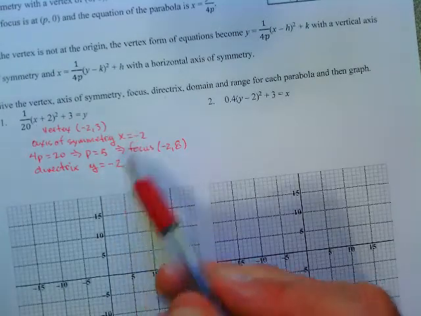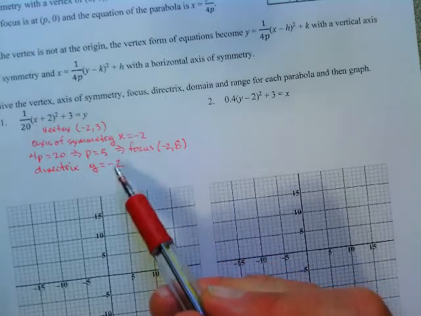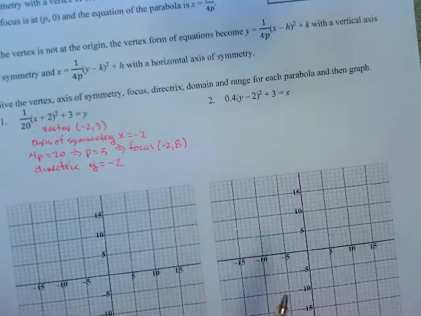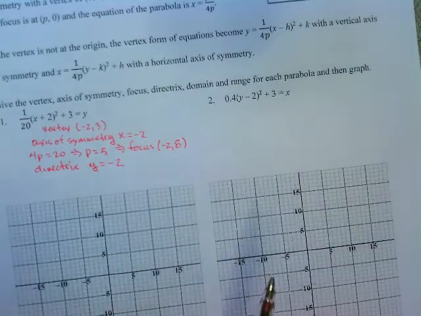Now, this is coincidental that the axis of symmetry and the directrix both look the same, except one is x and the other one's y. That does not at all have to be true.